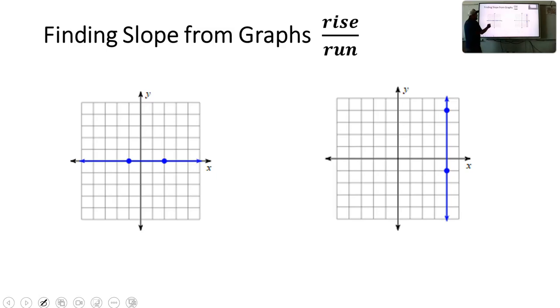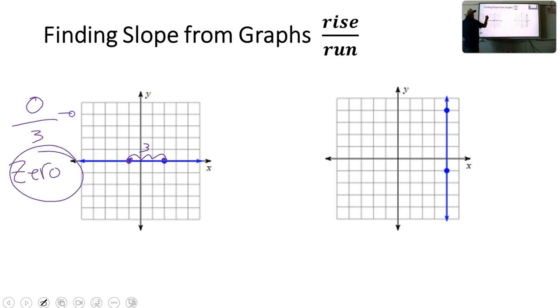Okay, here. So I'm going from here to here. Okay, what is my rise? My rise is 0. It doesn't go anywhere. My run is 1, 2, 3, so it's 3. 0 over 3. This is a flat line. Remember, we learned that the flat horizontal line means it has a slope of 0. And mathematically, 0 divided by 3 is 0. That's why it works out that way.